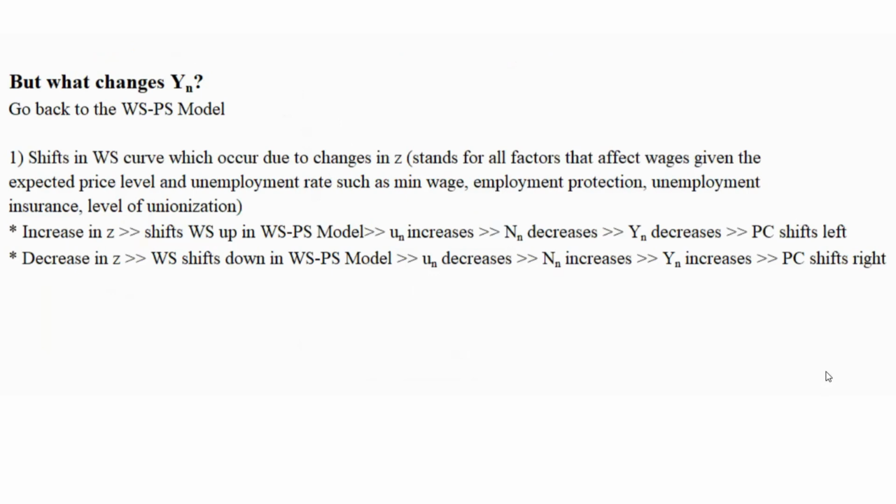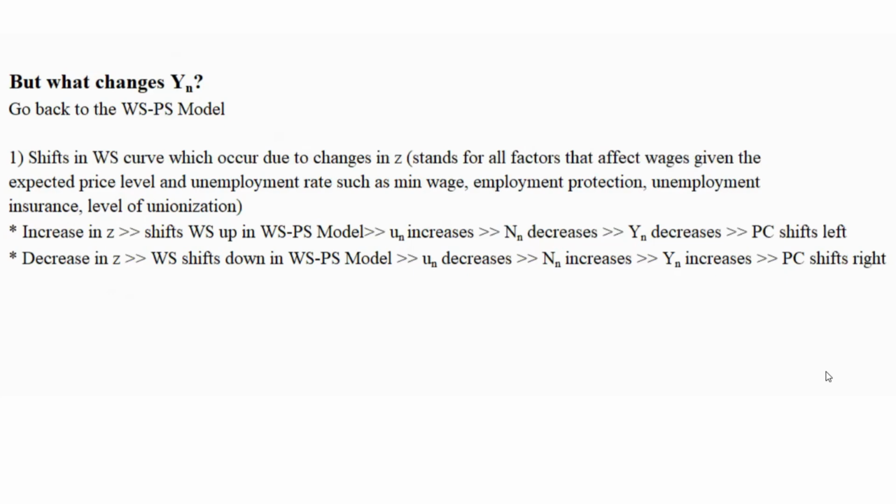Now the question arises, what changes the natural level of output? For this, we go back to the WS-PS model, because in that, towards the end, we looked at how we go from un to yn, and how yn depends upon un. Because when un changes, natural level of employment changes, and that changes the natural level of output. So whatever changes un will actually change yn, and we know from the WS-PS model that what changes un are shifts in the WS curve and shifts in the PS curve.